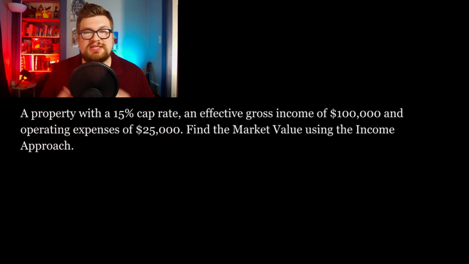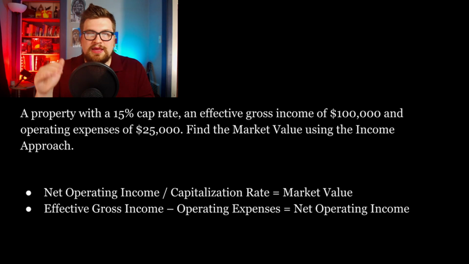So here's an example. A property with a 15% cap rate, an effective gross income of $100,000, and operating expenses of $25,000. Find the market value using the income approach. For this one, we need to find net operating income before we can find market value. So let's take a look at our two formulas. The first formula, again, is net operating income divided by cap rate. And then the second formula is effective gross income minus operating expenses equals net operating income.